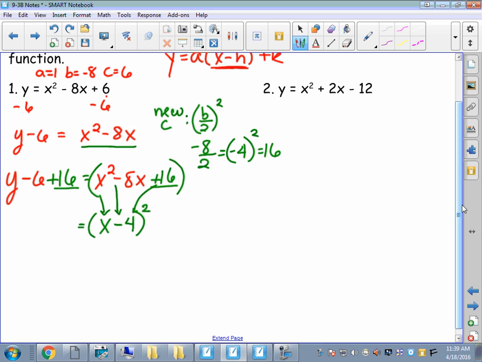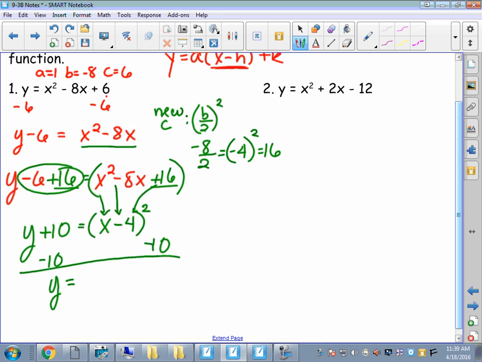The left-hand side of this equation, I'm going to clean up, and I'm going to add 16 and -6. So I get y plus 10. I'm almost there. I'm starting to see my vertex form show up. I can't leave this y with this 10, so I need to move the 10 over. I'm going to subtract 10 from both sides. y is equal to x minus 4 squared minus 10.